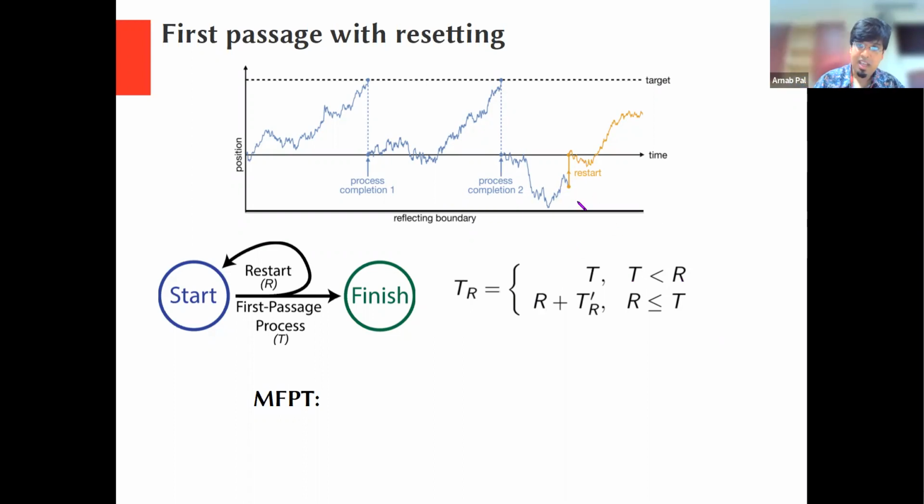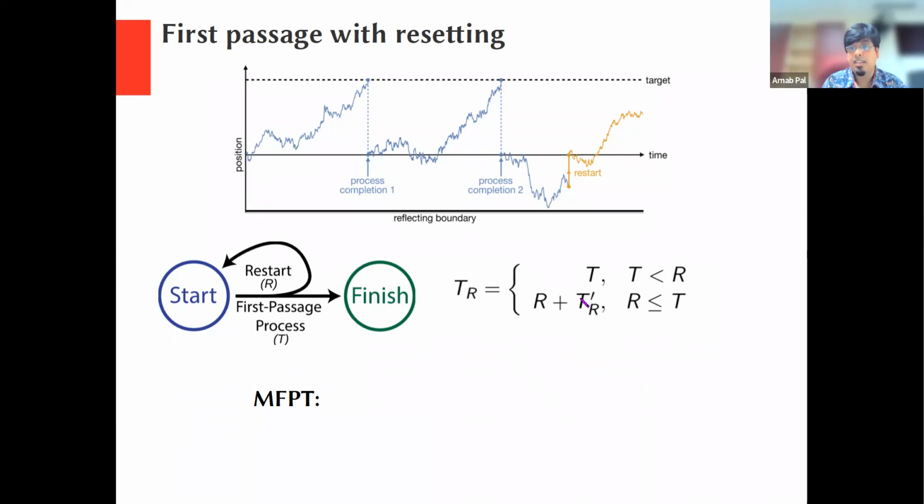So when restart happens, you go back to the initial state and you start the search again, right? Then there is a delay incurred because of the resetting, which I'm just calling R. This is a random variable. And then after it resets to the initial condition, again, the search starts, right? So this should be a fresh start. It's a start from scratch.